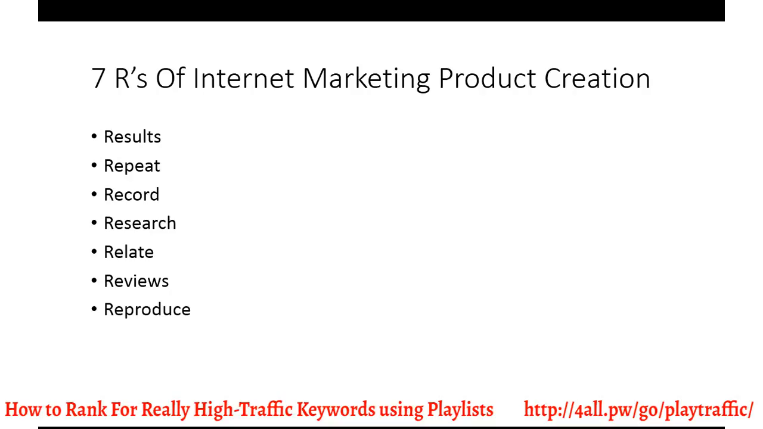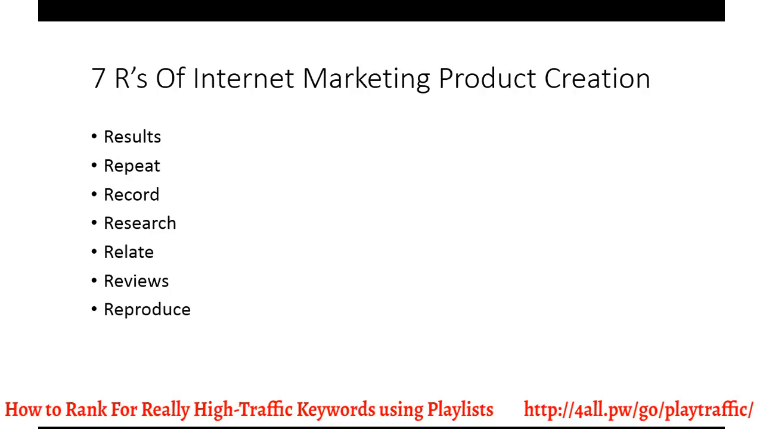Find something that people want to get results in and get results there. Repeat those results so that it's teachable. Record those results as you're going. Find out why you got the results you got. Research it. Make sure it's something relevant that people actually want to know and actually want to do. Get reviews. Get people to actually get the same results. And then reproduce it again, over and over again. And what you're going to find is that your product creation method is going to generate results and income for you over and over again.